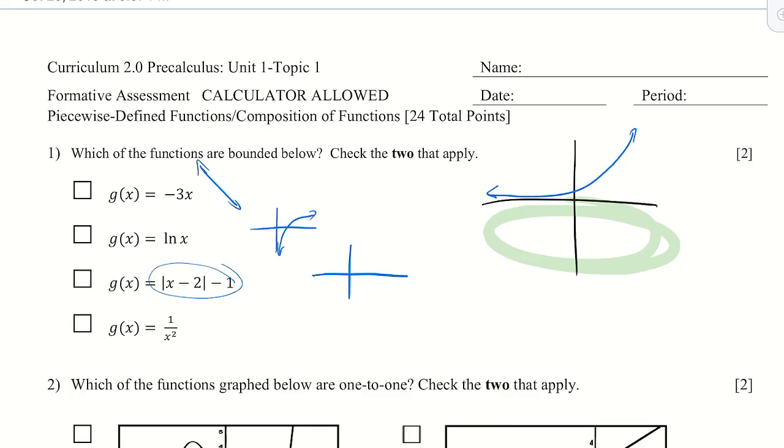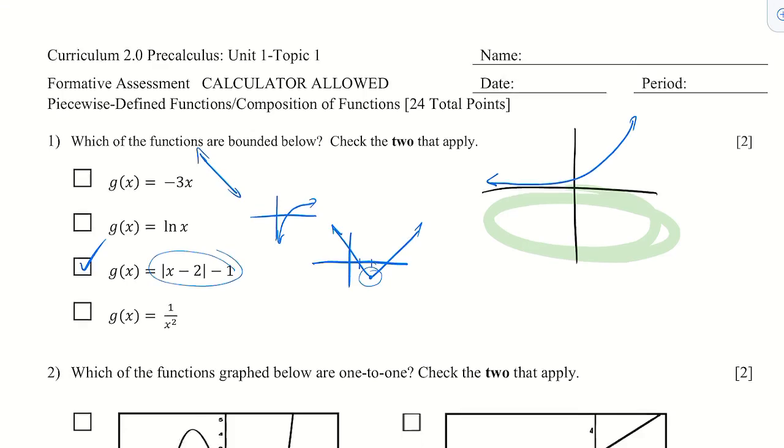So this right here is an absolute value function. It's denoted by the two bars right here. This means it's translated 2 units to the right and then 1 unit down. More specifically, we know that it creates a V shape, just like this. And we notice that the graph never actually goes down to negative infinity, so it is considered to be bounded below. So that would be one of our answers.